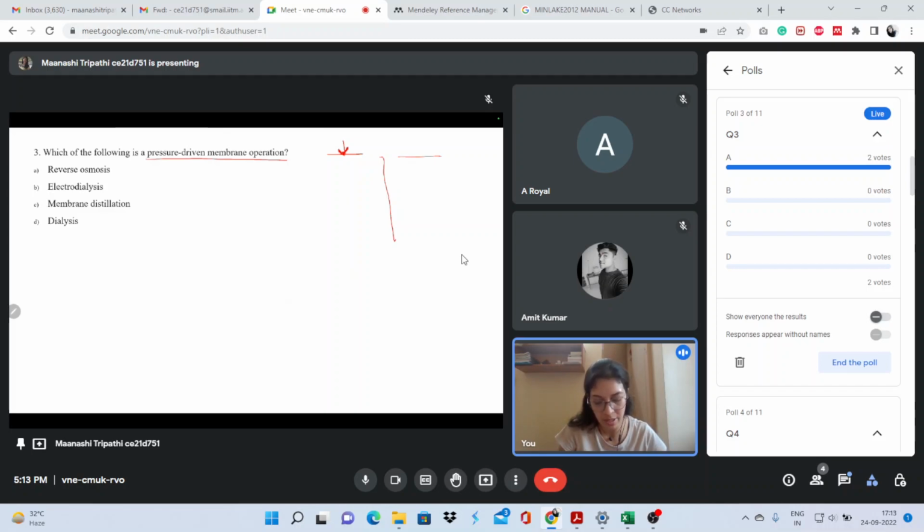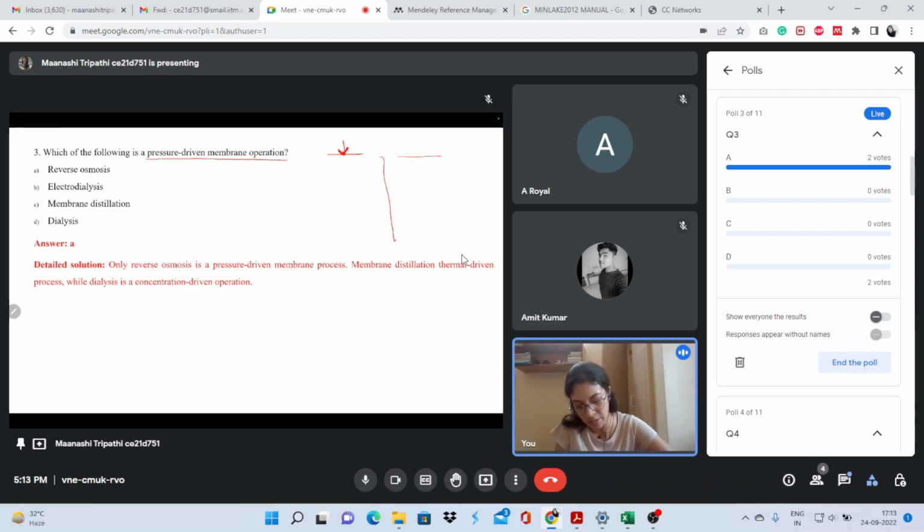Okay, we'll see the answer. So the answer is A, reverse osmosis. What is electrodialysis? Electrodialysis is concentration driven, and some electrical current will be there that will cause a potential difference. Membrane distillation and dialysis are concentration driven.